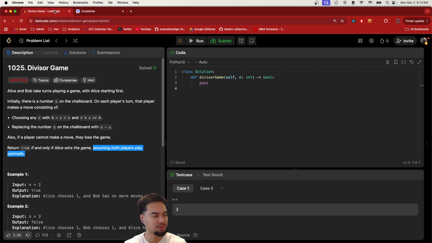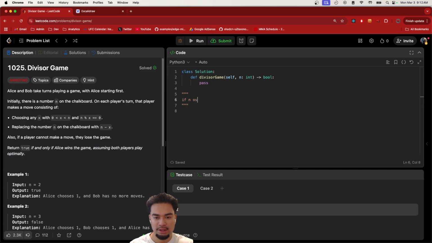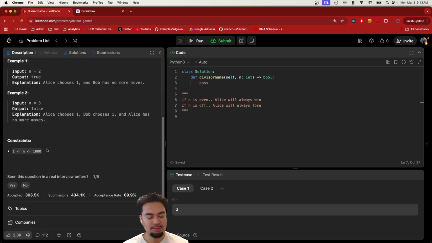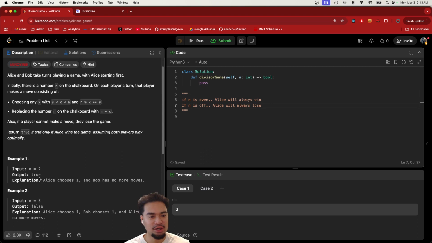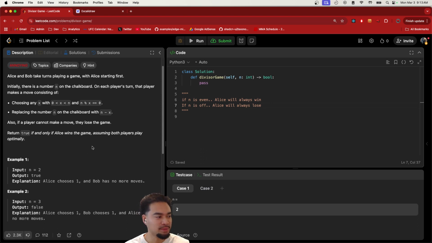I'm gonna tell you the answer right now: it's only one line. So essentially this is the answer. If n is even, Alice will always win. If n is odd, Alice will always lose, right? So n could be anywhere up to 1,000. If n is even, Alice could always win, no matter what, if they play optimally. If n is odd, Alice will always lose because Bob will play optimally.